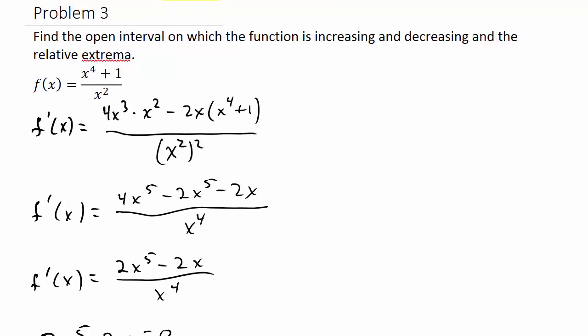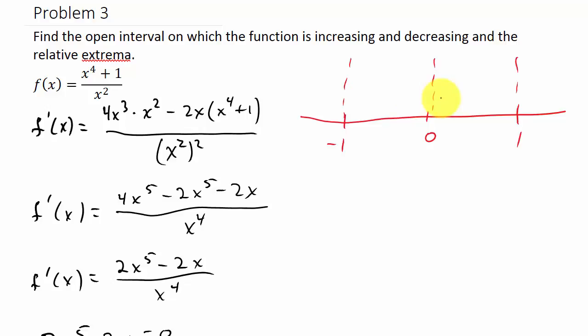So let's go ahead and make our number line and plot our critical numbers on there. Now, notice I'm plotting 0 on there. What you need to understand is 0 is not a critical number, but I put it on there because it could change increasing and decreasing here.